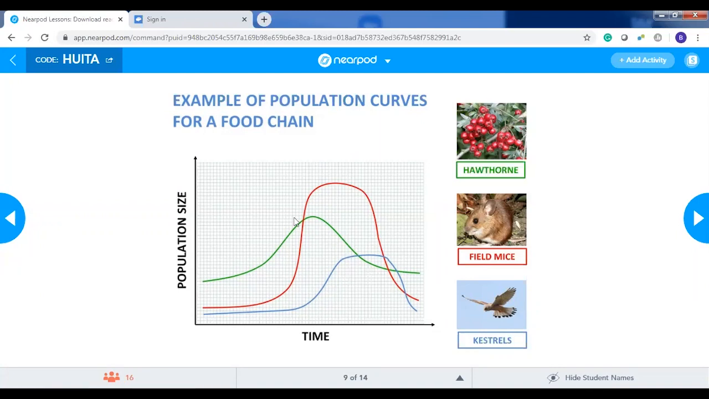And then it is the stationary phase for the hawthorn, for the producer, and then it is the stationary phase for the field mice and the kestrel, and at the end, both populations will go to the death phase because the environment is unable to support this kind of population anymore. So this is how they are related with each other.